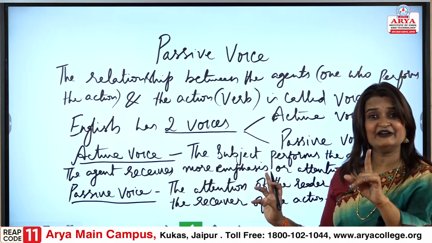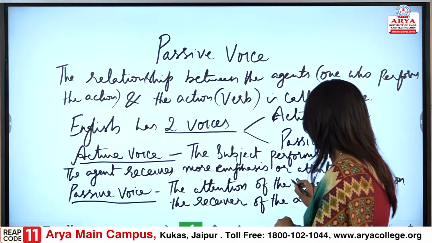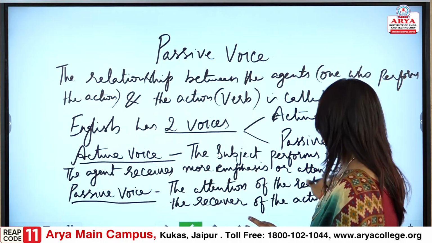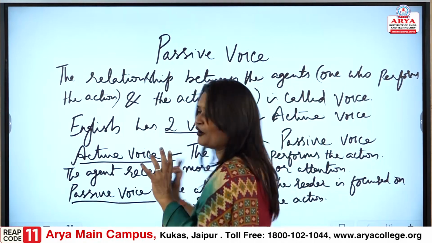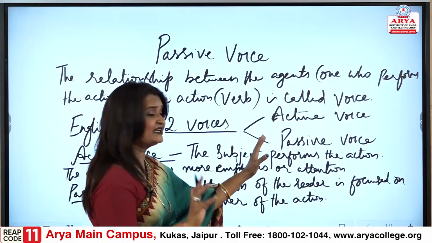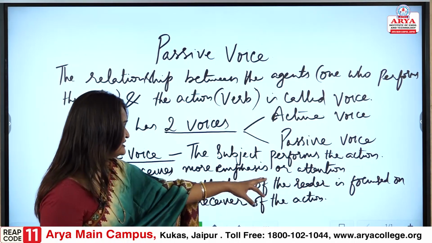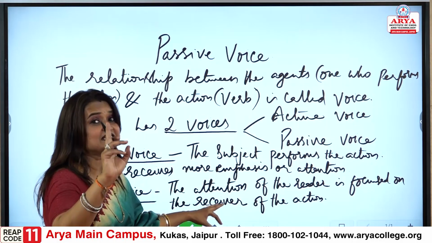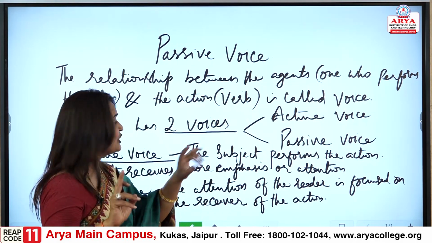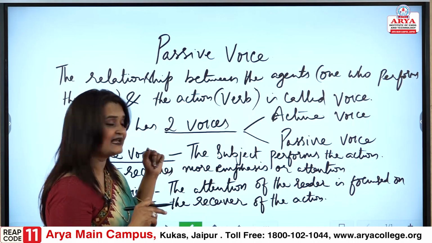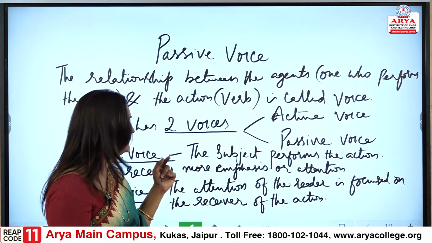So who is the receiver of the action? The agent receives more emphasis and the subject performs the action. The subject is performing the action, and here, the attention of the reader is focused on the receiver of the action. We will look into this again with examples further on.